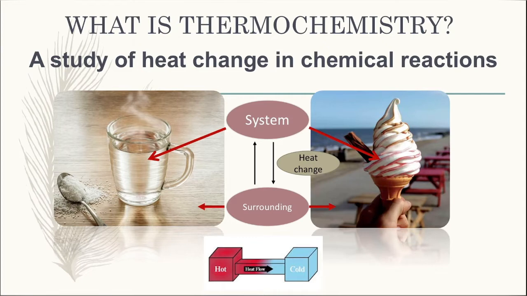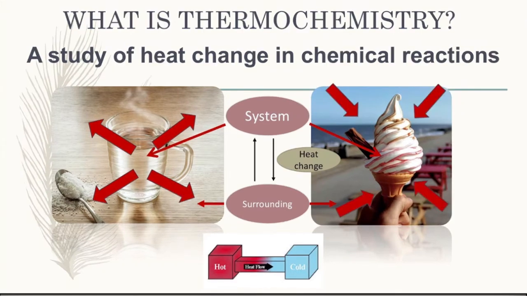Hence, if we leave a cup of hot water on a table at normal temperature, the heat in hot water will be released to the surrounding and the water will cool down. While, if we leave ice cream on a hot day, ice cream will absorb heat from the surrounding, causing the ice cream to melt. This shows that the heat change has occurred in these systems.